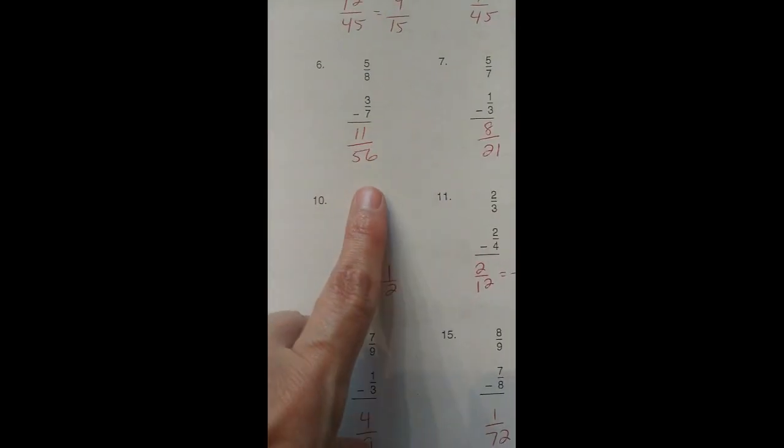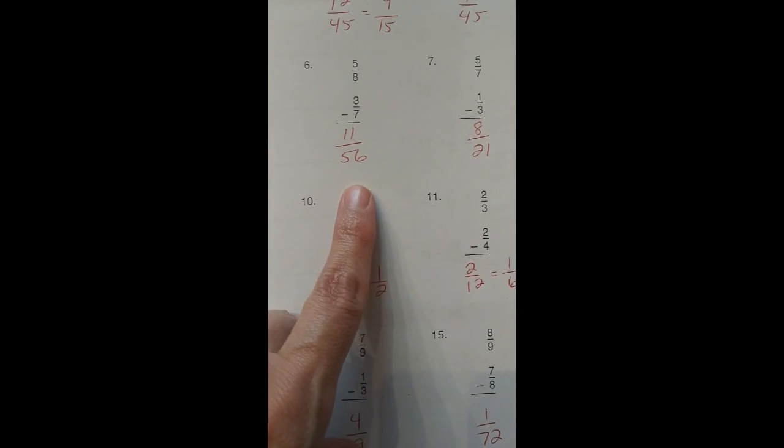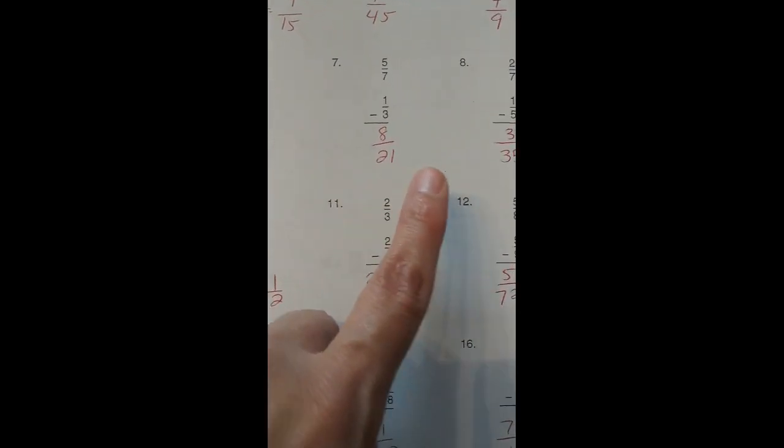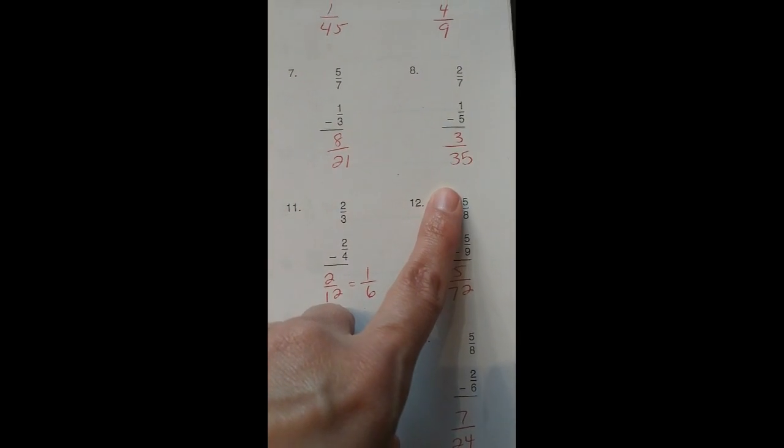Question number 5, the answer was 19 over 36. Number 6 is 11 over 56. Number 7 is 8 over 21. Number 8 is 3 over 35. Number 9, the answer is 3/40.